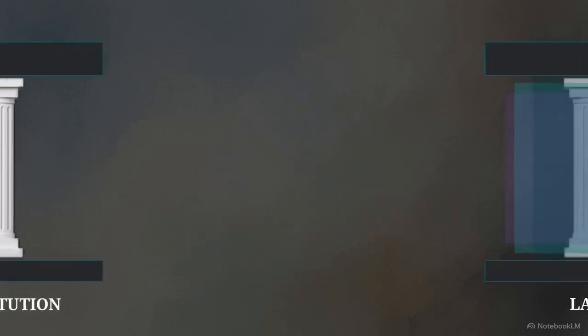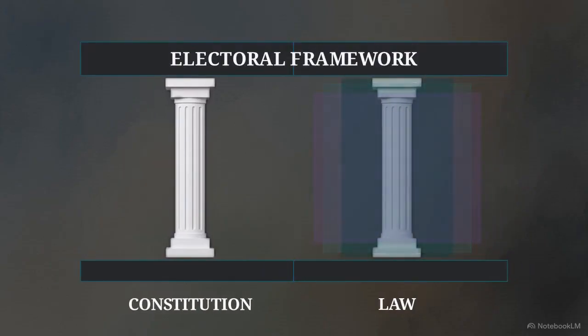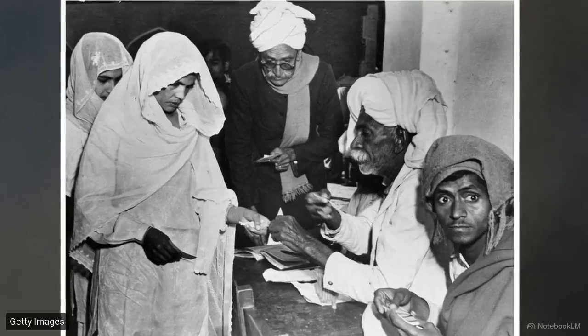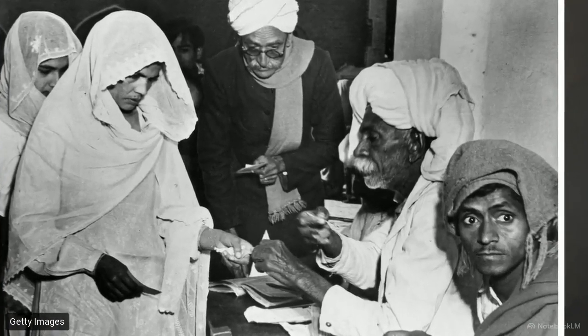India's electoral framework is built on this duality: the permanence of the Constitution and the flexibility of the law. Because the right to vote remains a statute that can be amended, the system relies on constant public and judicial oversight to ensure the mechanics of voting serve the people rather than the interests of power.